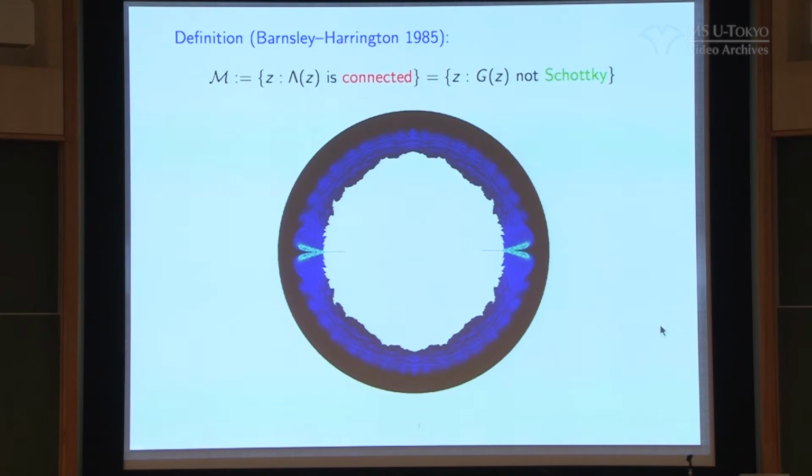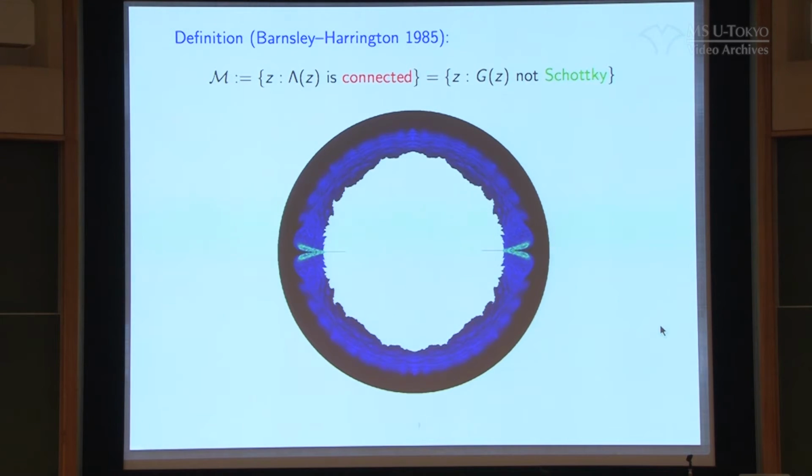That's the classical Mandelbrot set. So in 1985, I apologize, there's an error in the abstract. I said 88. It's 1985. Barnsley and Harrington studied these dynamical systems, and they defined this parameter set. They called this a Mandelbrot set for pairs of similarities. These are just the set of complex numbers z for which the limit set, lambda, associated to this Schottky semigroup, is connected. So equivalently, the set of parameters z for which this semigroup is not Schottky.